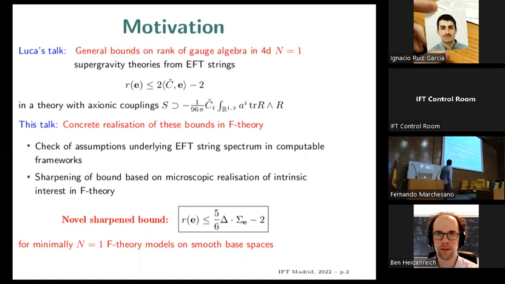In this talk, I'd like to focus on concrete realizations of these bottom-up bounds. While the previous talk was bottom-up and did not make use of string theory per se, now I'd like to apply them in the context of F theory, for two reasons. First, I'd like to check some of the assumptions which entered the derivation in the bottom-up approach in a concrete, calculable system. And second, I'd like to use a little more information that we have in concrete string theory examples in order to further sharpen the bound. The outcome will be a novel sharpened bound on the rank of the gauge algebra in F theory, which goes beyond what one knew so far from geometry.